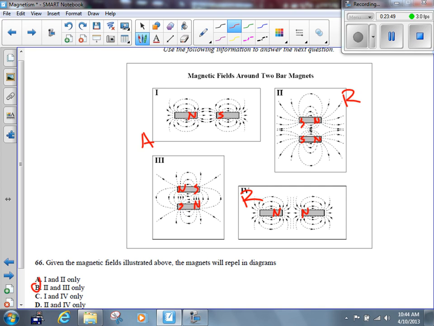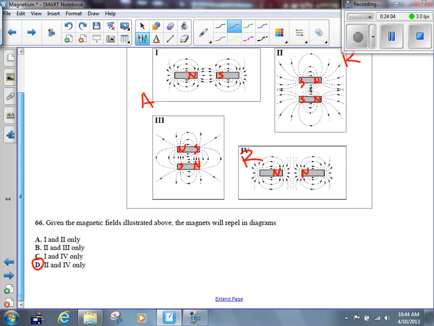Sorry, what is it? 2 and 4. Sorry, 2 and 4. Having trouble with directions, left and right. Having trouble with numbers as well, too. Well, they are Roman numerals. Come on. Give me a break. 2 and 4 here. Good? See how easy it is to make a stupid mistake?